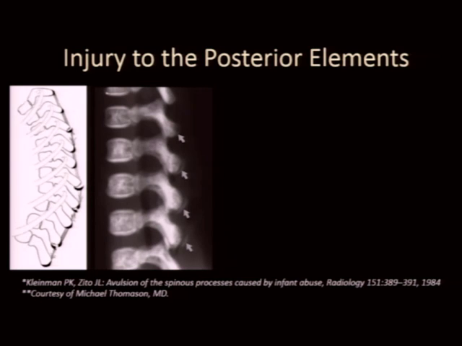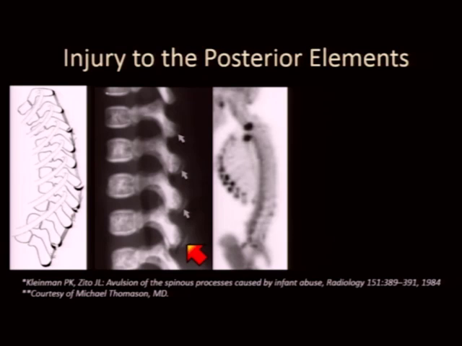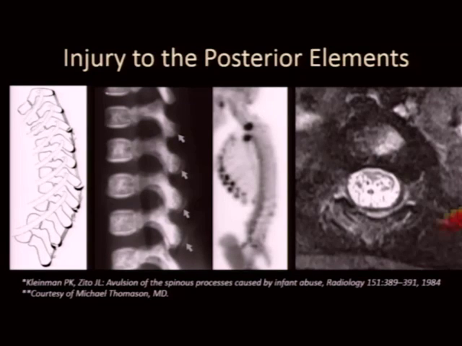This is a different child which had such an injury. This is an autopsy radiograph showing multi-level avulsion injuries of the spinous processes here. This is another child that we were working up for abusive spinal injury, and we saw this increased uptake at the thoracolumbar junction posteriorly. We went on to do CT. The CT was negative. We went on to do an MRI examination, and that showed paraspinal soft tissue injury.